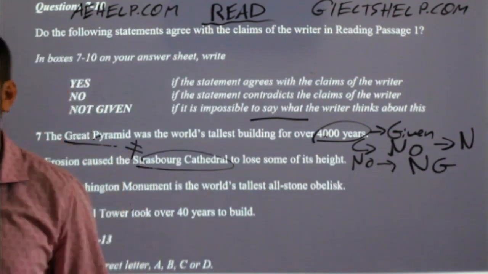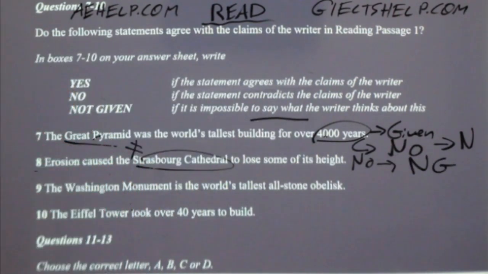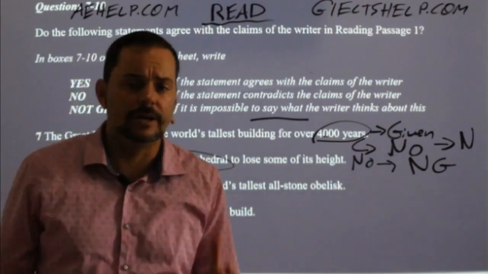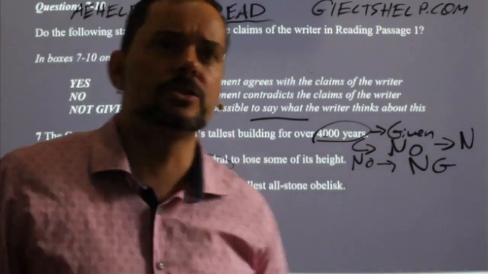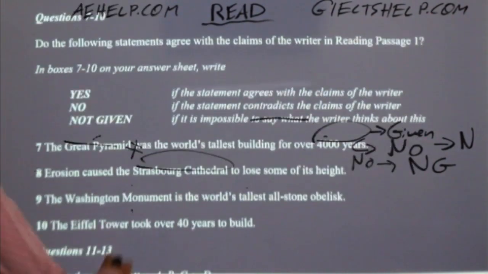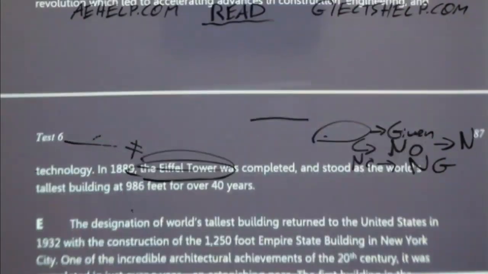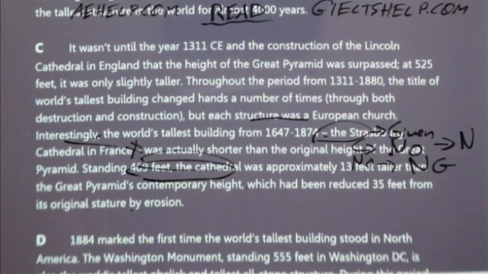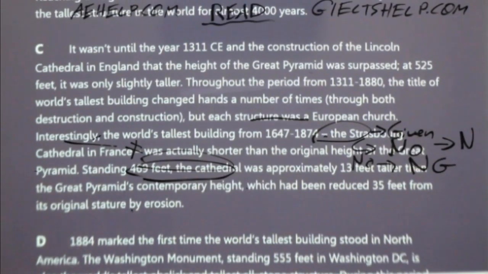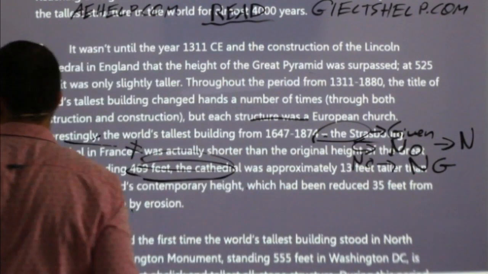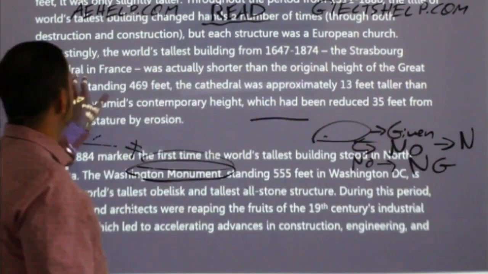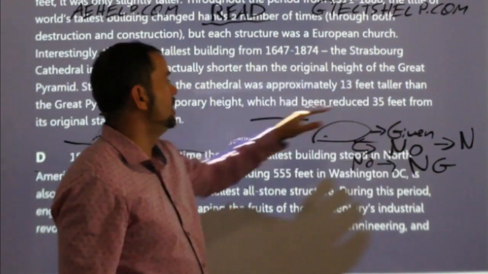Okay? Now, Nazia says maybe. I would be confident to say no and not given, but some students, Nazia, I agree with you, might say, well, maybe. So then what do I do? I go back and I search for this name, Strasbourg Cathedral. That's easy to search for, and it's coming after the pyramid. So it's in the next paragraph. So Strasbourg Cathedral is right here. Let me erase this so you can, actually, you know what? I'll go up a bit. So it's right here.